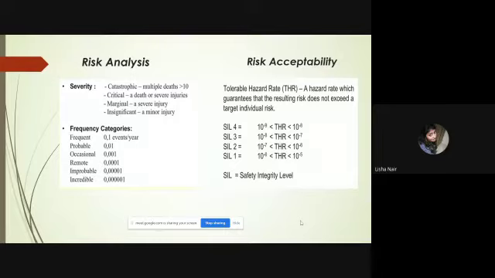The next level is the critical level, which is less than the catastrophic level. That way, all these safety integrity levels are defined with a tolerable hazard rate.